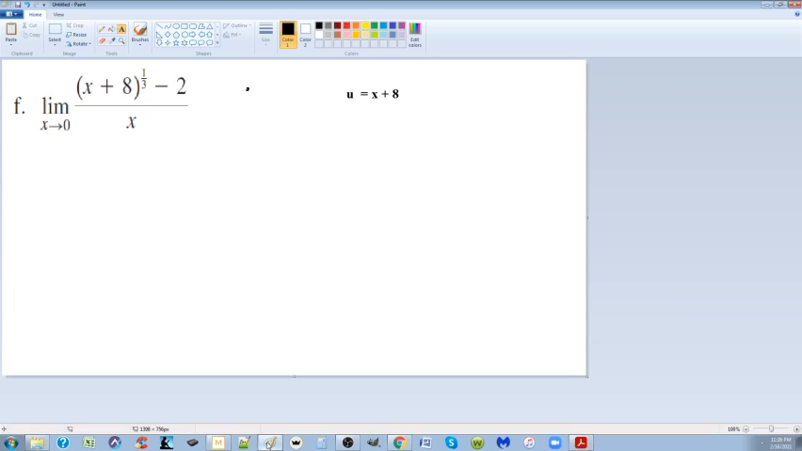So that's what they want you to do. And u cubed, as a result, x is going to be equal to u cubed minus 8. So you have to write these two terms. And you also have to realize that when u cubed is equal to x plus 8, and x is approaching 0, that means u cubed is equal to 8. So really we're looking for u approaching 2, because u is equal to 2 here.